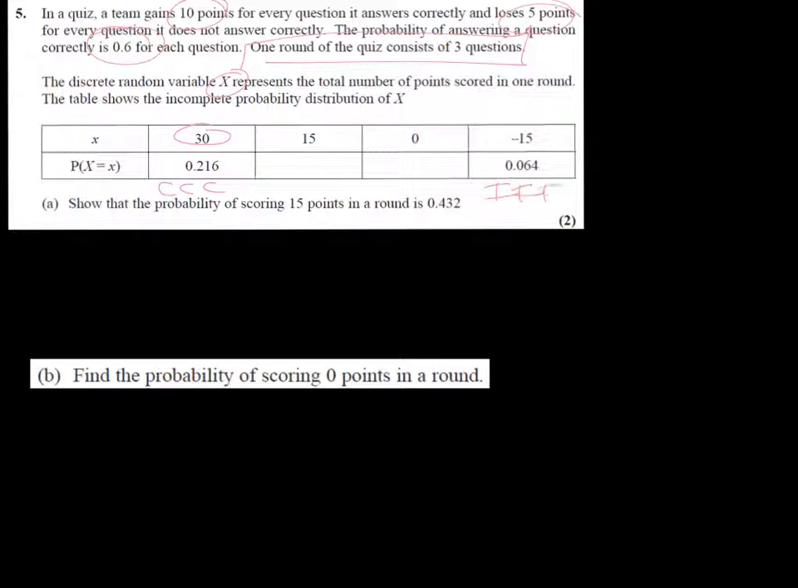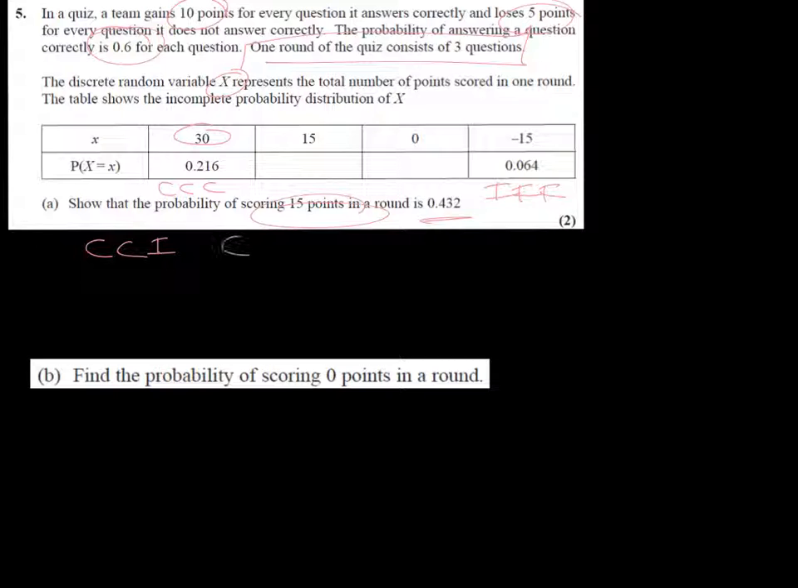In part A, then, we're asked to show the probability of scoring 15 points is 0.432. Now, the way to think about this is, how can we get 15 points? Well, one way you could get it is by getting the first 2 correct, so that would give you 20 points, and then getting the third one incorrect.